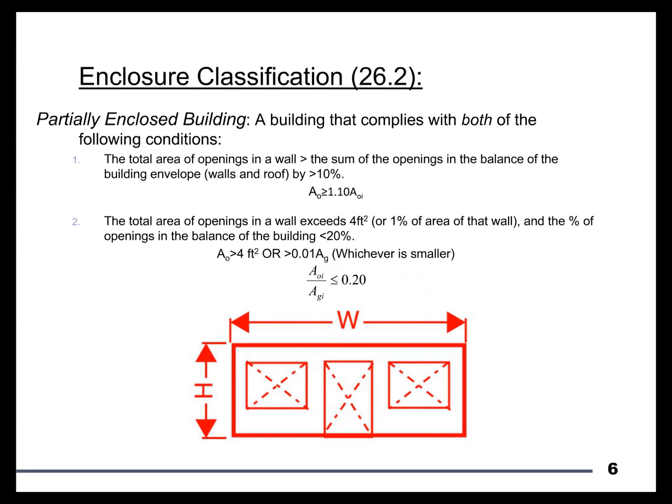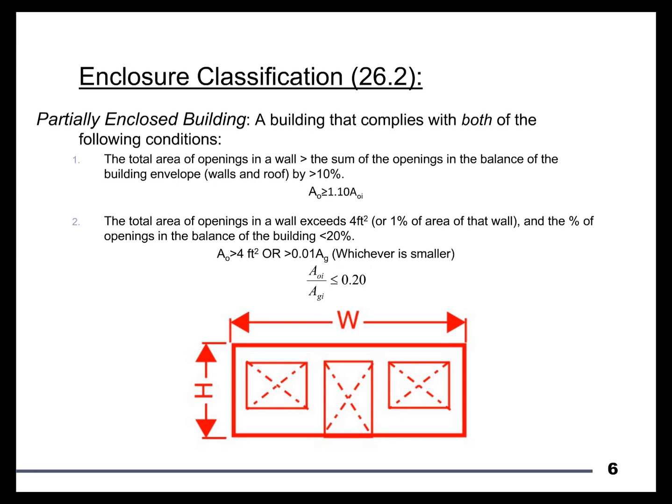To classify as a partially enclosed building, we have a two-step definition, and it's very complicated, it's very wordy, so I'm going to ask you to stay with me, and if it's still confusing, we'll address it with specific numbers in our problem. But a partially enclosed building is a building that complies with both of these two conditions, condition 1 and condition 2.